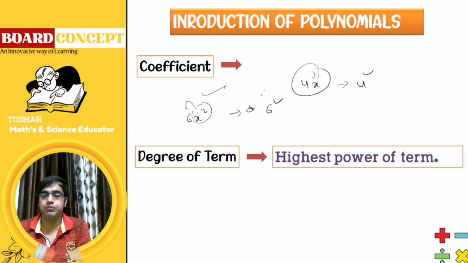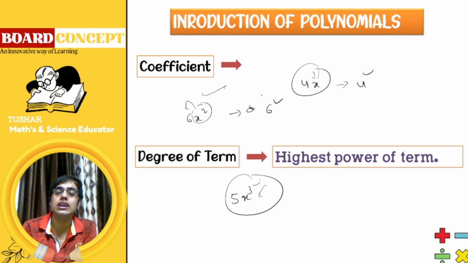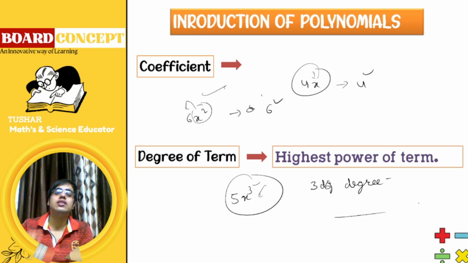Now another topic is degree of a term. What is the degree of a term? The highest power of a term is the degree of the term. For example, 5 into x power 3. Here we can say that the highest power of this variable is 3. So 3 is the degree of the term. This is an example of degree of a term.